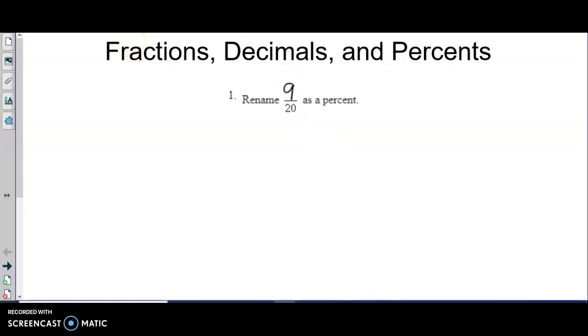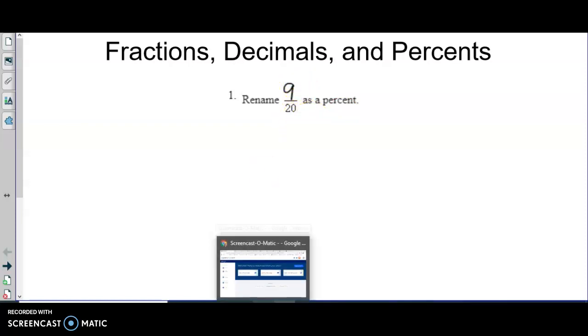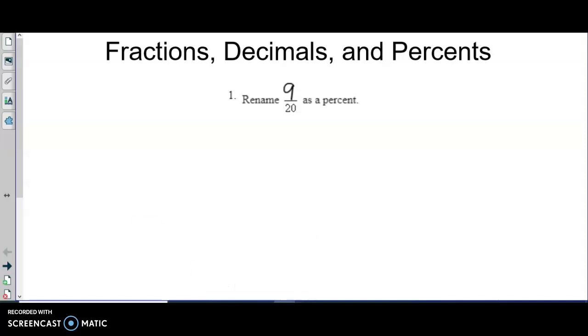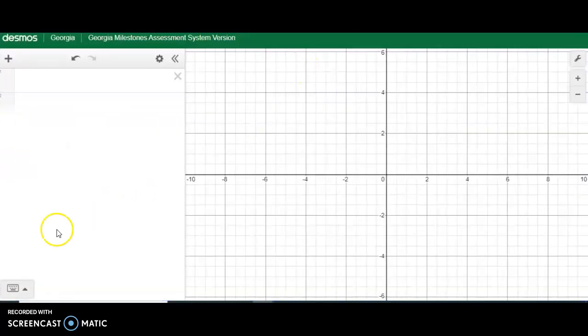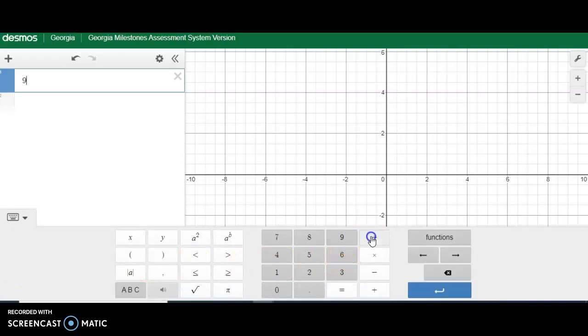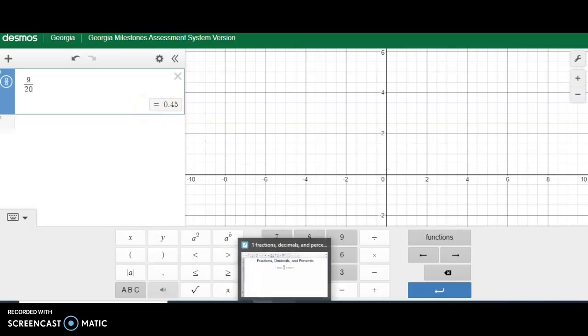Today's quick check, we're talking about fractions, decimals, and percents. We want to rename 9/20 as a percent, or 9 divided by 20. The easiest thing for me is to use Desmos. So I'm going to go to my Desmos calculator and type in 9 divided by 20. And that's 0.45. That's what it equals as a decimal.